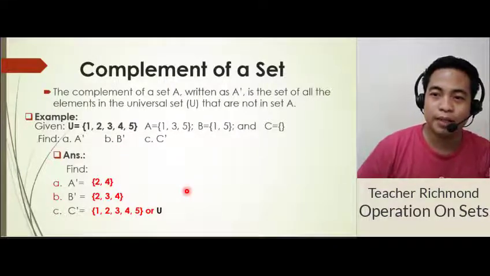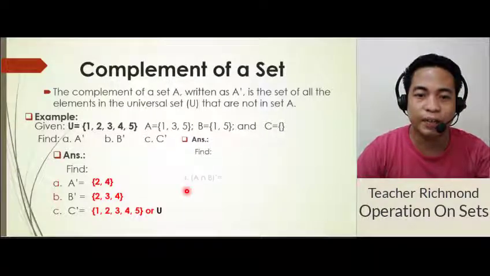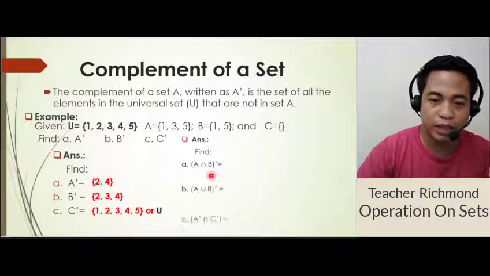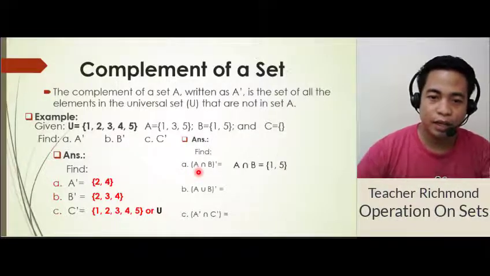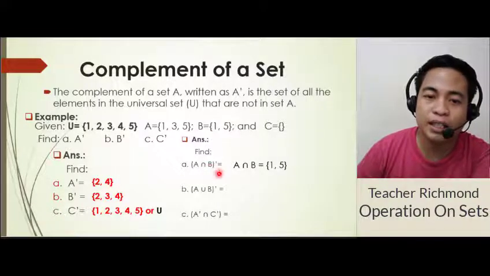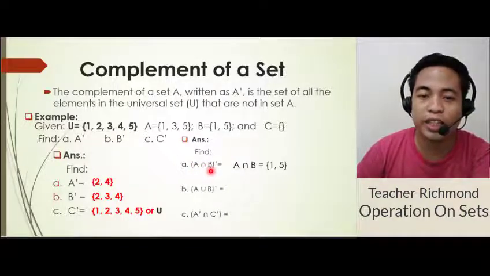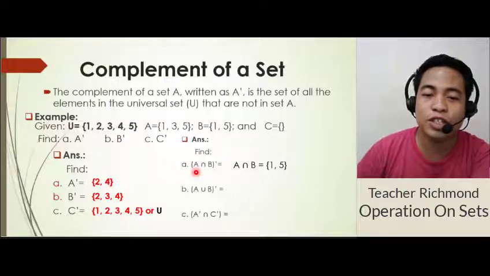Okay? Now we are going to have another problem using complement, and we will combine it with other operations. So we have here example number 1, example number 2, and example number 3. So we will answer this one. In the first example, we have the complement of the intersection of set A and B. In order to come up with the answer, you will first find the intersection of set A and set B.